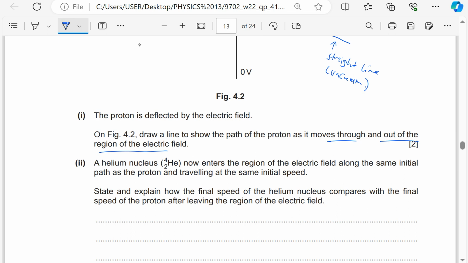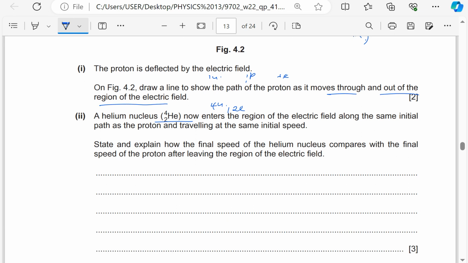The helium nucleus now enters the region of the electric field. It is a helium. Of course, it has a mass of 4U. The proton, remember, had a mass of 1U. The proton is P11, mass is 1U. This one has a charge of twice E, the other one has a charge of plus E. State and explain how the final speed of the helium nucleus compares with the final speed of the proton after leaving the region of the electric field.